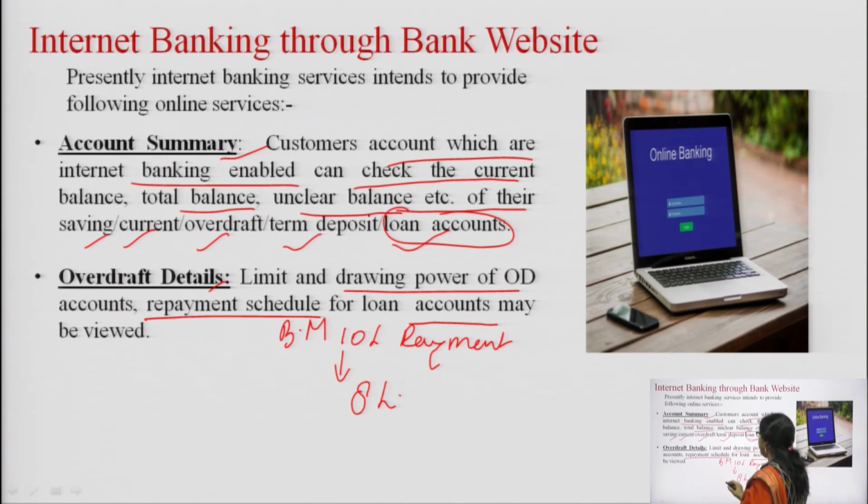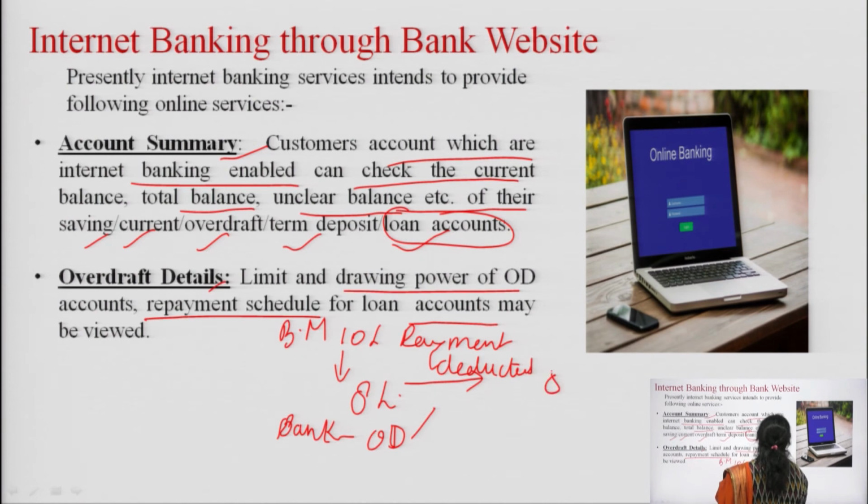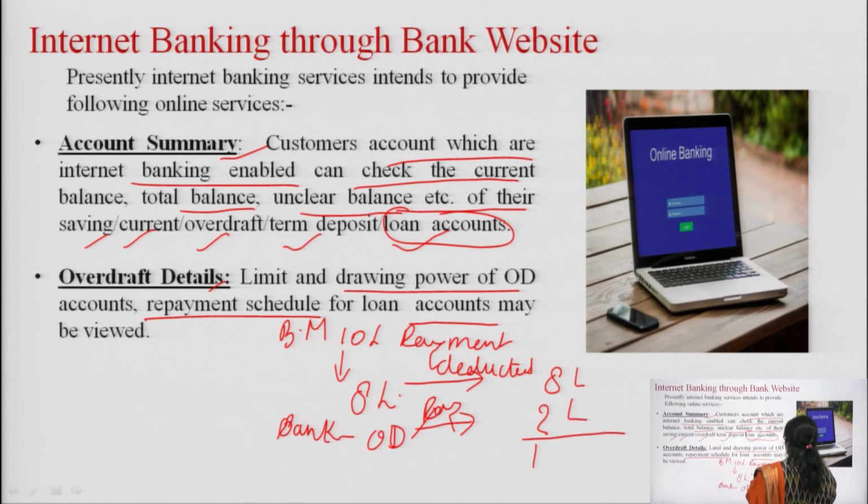So what will the bank do? The bank will give an overdraft facility, that is OD, and 8 lakh will be deducted from your account, and the bank will pay 2 lakh rupees on your behalf, which will complete the 10 lakh amount. Now your work is done. Means what? You want to make a payment of 10 lakh rupees, your work is not stopped, the work is completed. Now what are the charges for the bank?